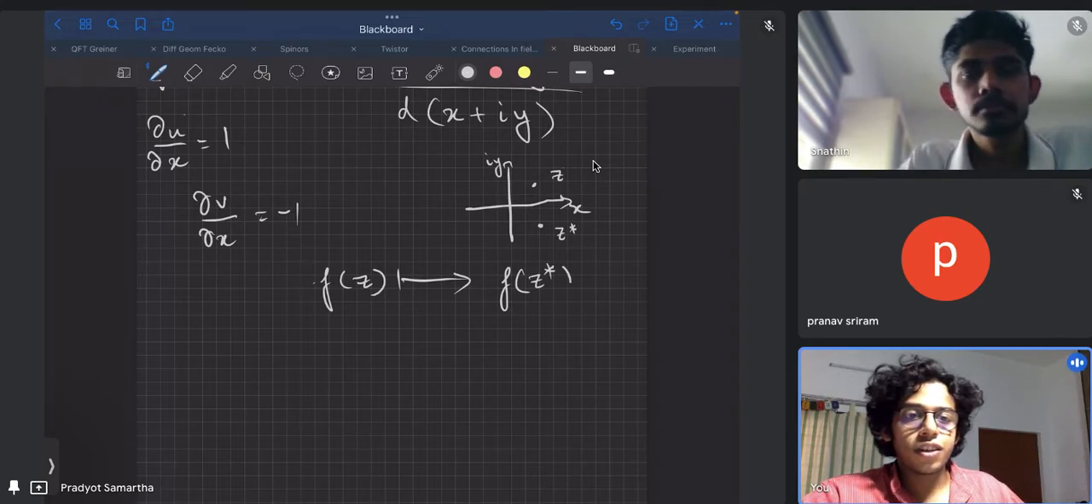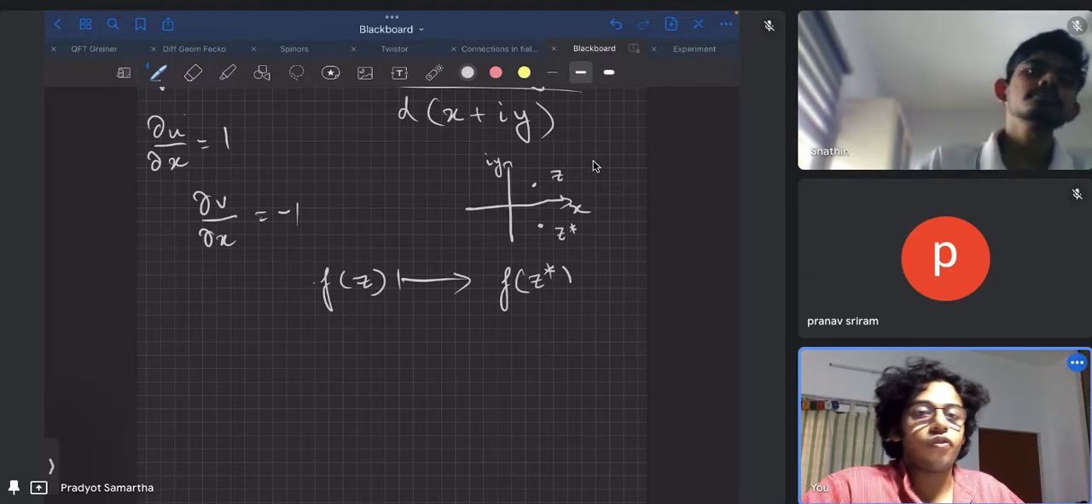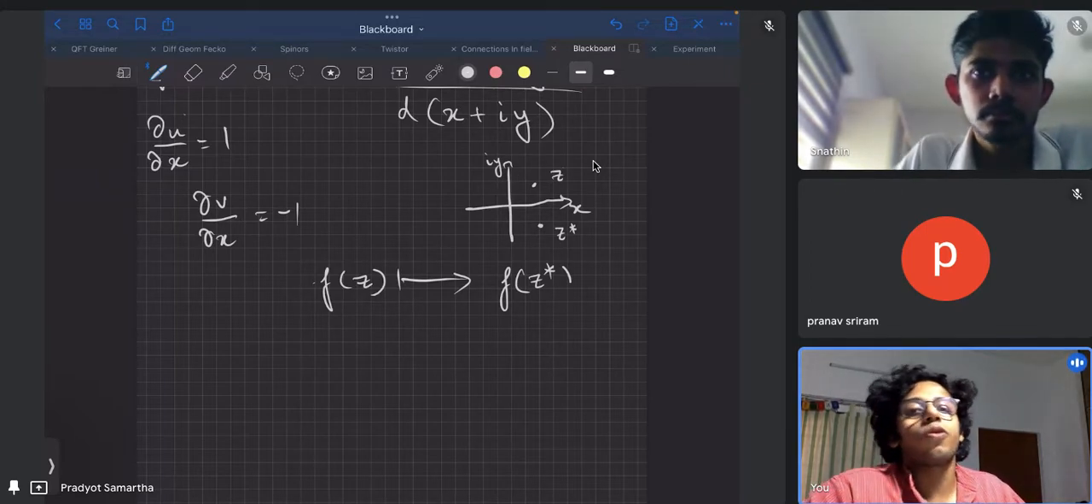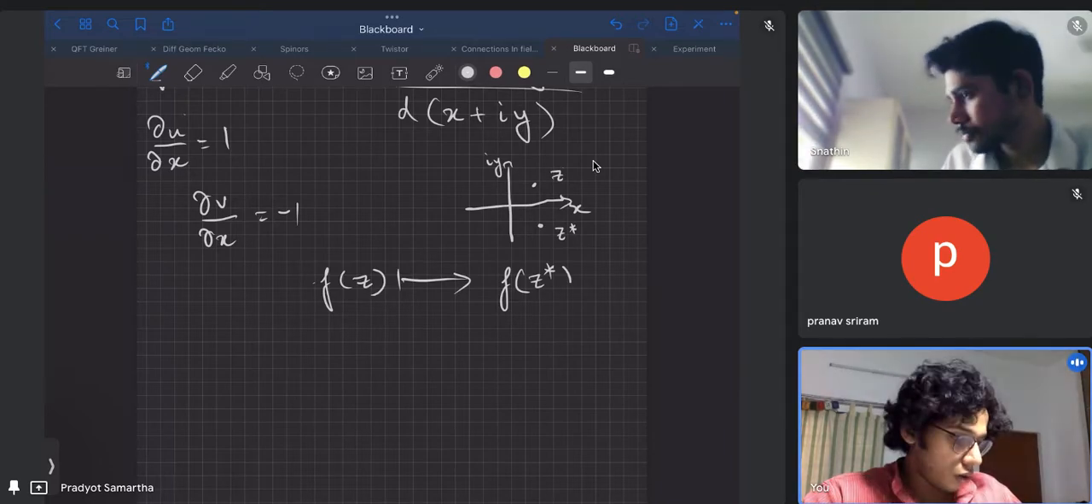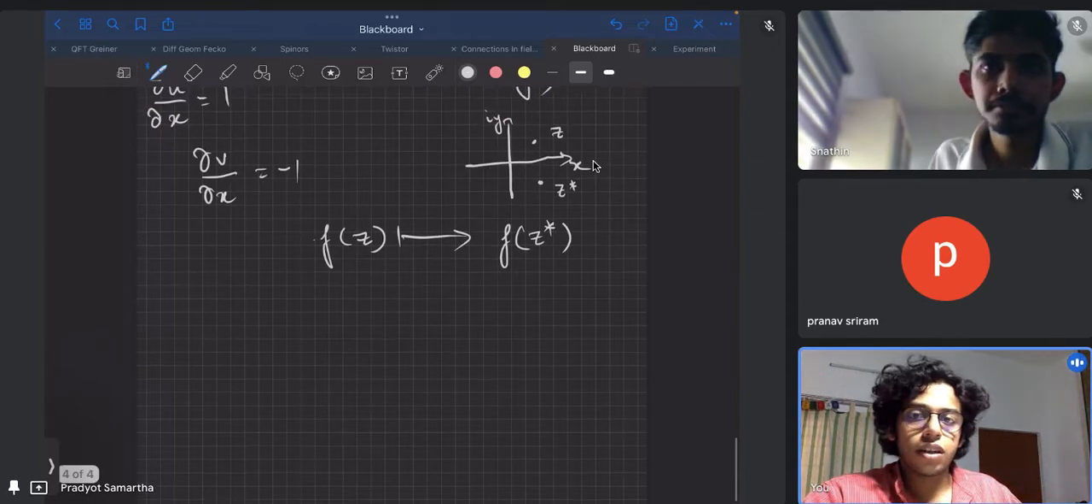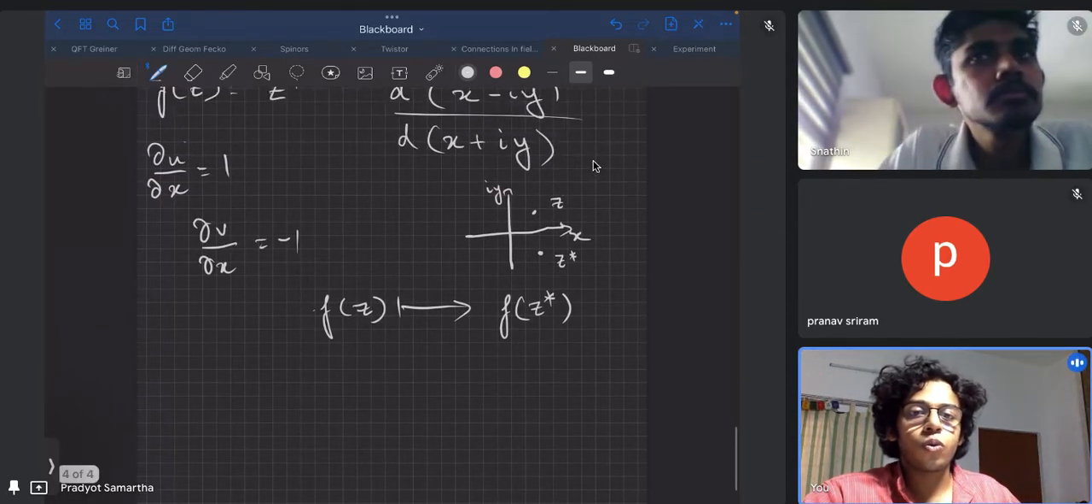So this is something interesting that occurs. This is another element that you find in complex analysis and you don't find in real analysis, right? So why exactly is this? It's just because you have two orthogonal tangents.